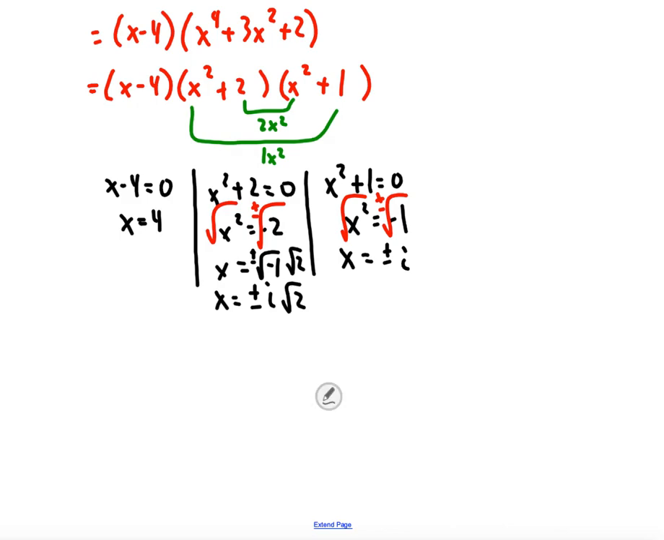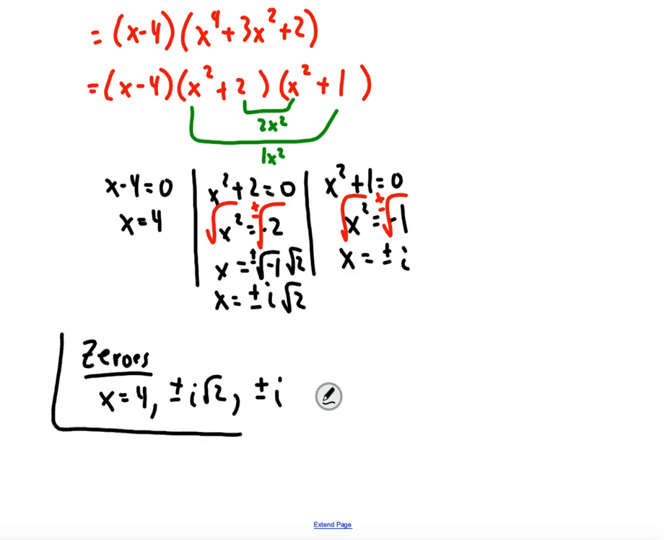So now let's just list our zeros. X equals 4, plus or minus i square root of 2, and plus or minus i. So if you look at that, that's 1, 2, 3, 4, 5, and you have an x to the fifth. So that's what we wanted to get.